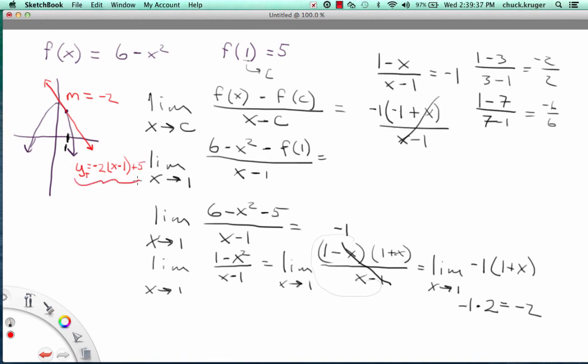This is what we call point slope form. And all I need is the slope and 1 point. And the slope is derived from the derivative.